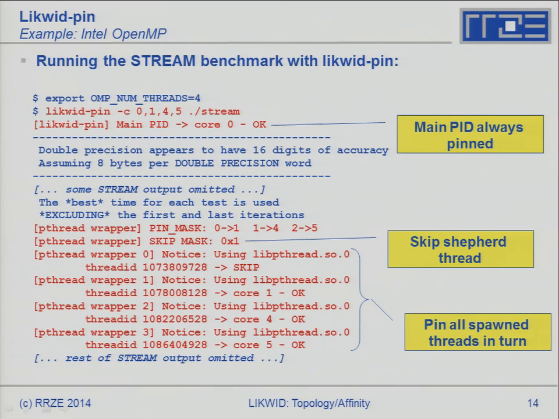Yeah? So this skip mask is automatic. It's figured out by the tool. You can supply a skip mask if you know that your compiler uses a shepherd thread, but it's the last in the list. Yeah, you could supply your own skip mask to make sure it does the right thing. All the subsequent threads, 3 threads generated, are then pinned to the remaining cores in the list, 1, 4, 5. And that's it. If there's no other parallel region that generates more threads, LIKWID will not say anything anymore, because all that LIKWID does is intercept the thread creation. If there are no new threads being generated, LIKWID will be quiet.